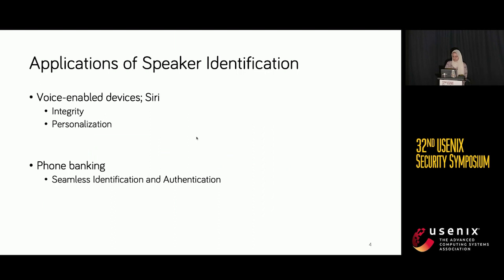Speaker identification technology has been deployed in many applications we interact with in our daily life. For example, on smart assistants like Siri. If you have one, Siri only responds to commands coming from the device owner. It does that by learning their voiceprint. But most critically, in phone banking. My bank, for example, each time I call customer service, asks me to enroll my voiceprint to be used for authentication. So it's used in banks to identify and authenticate customers.